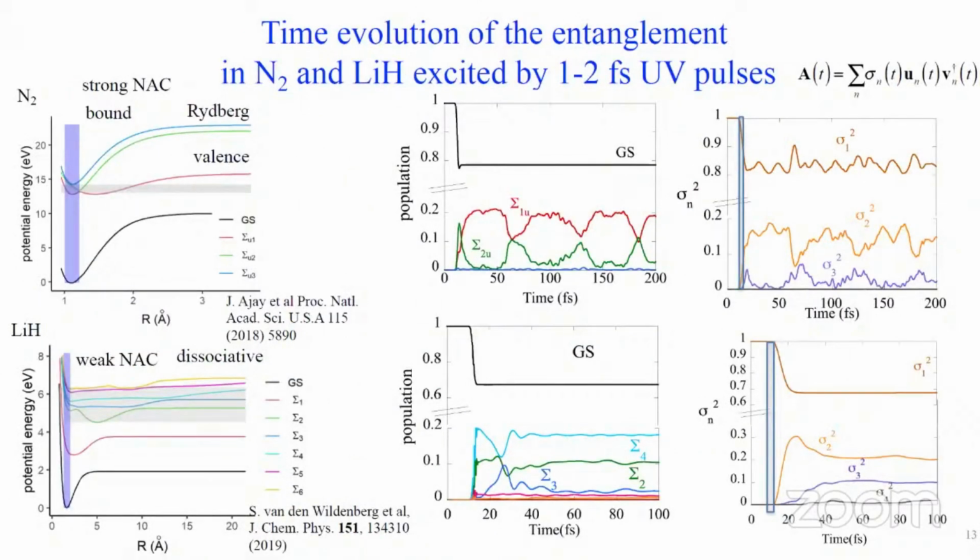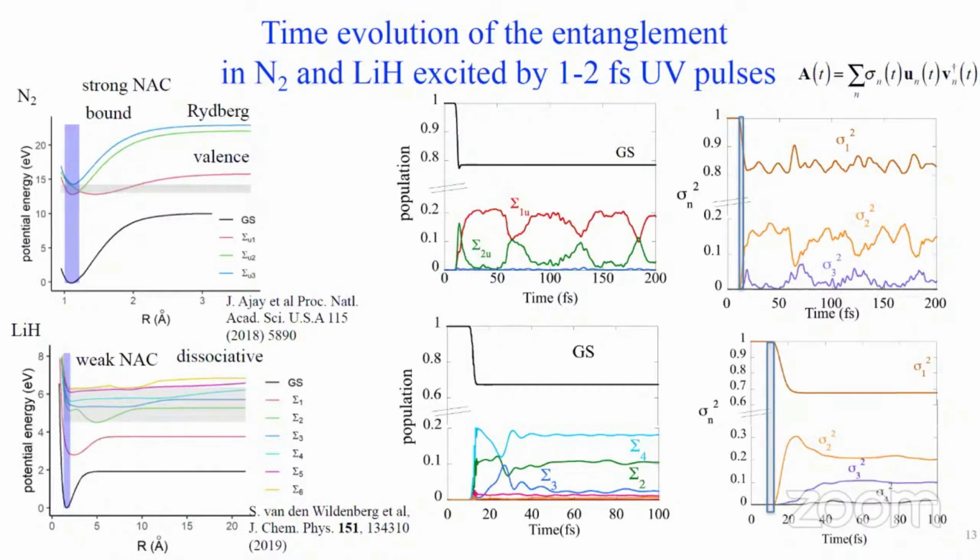We have implemented this on two molecules that are our preferred toy models, N2 and LiH, and they are very different in terms of the features of the electronic states, in terms of the strength of the non-adiabatic coupling. Also, we excite with a UV pulse here in N2 to a superposition of essentially two states, the valence and the Rydberg, and so we have bound dynamics. So this is the dynamics of the population.